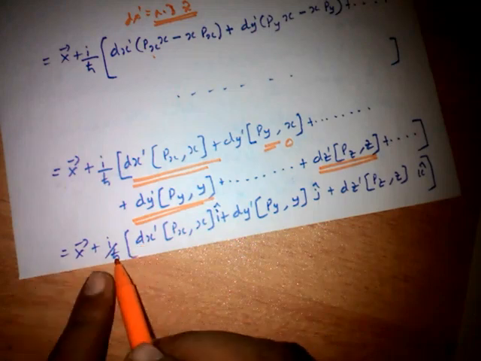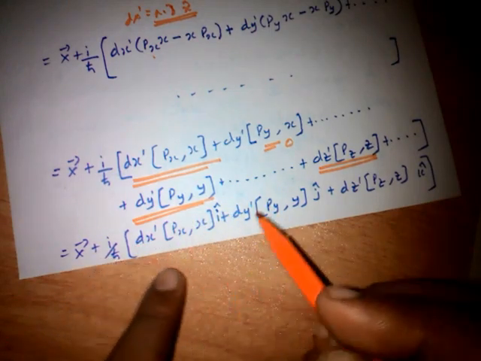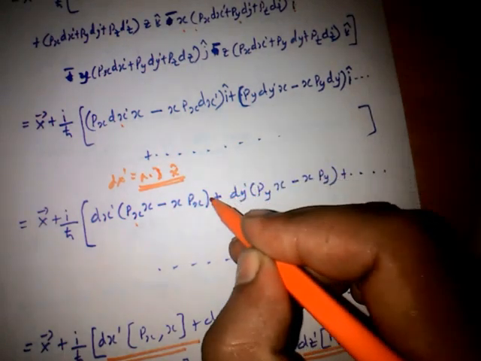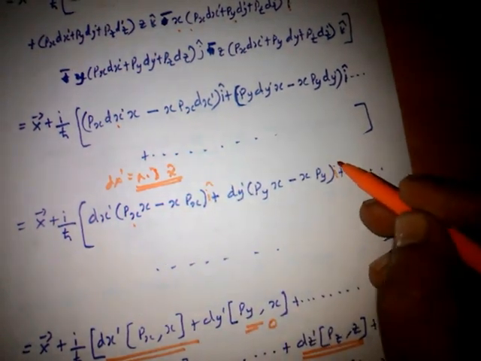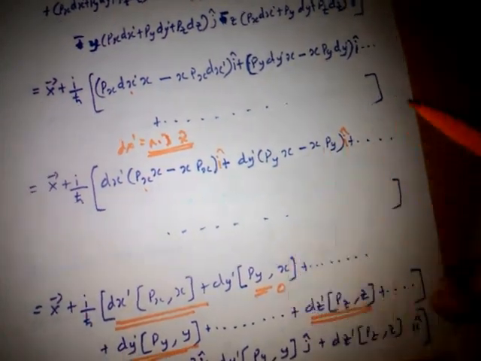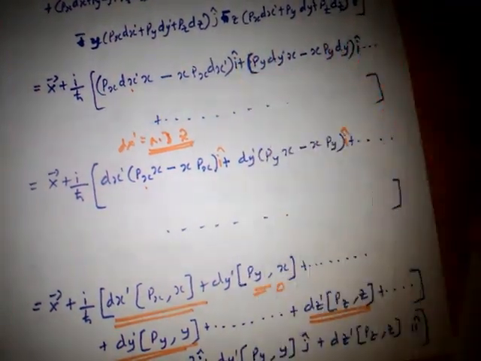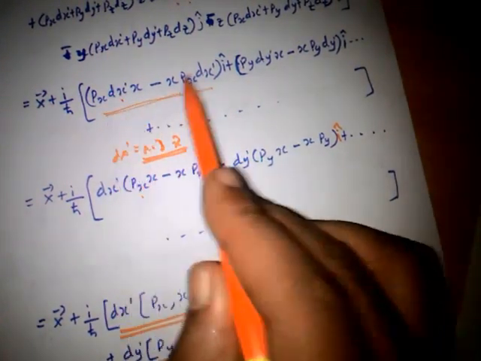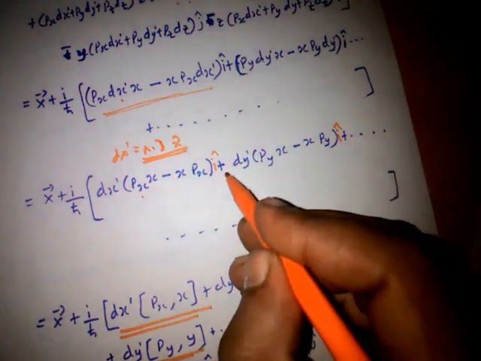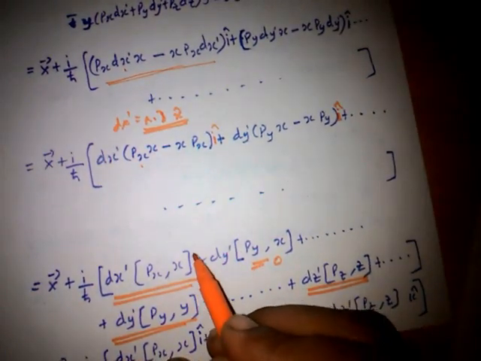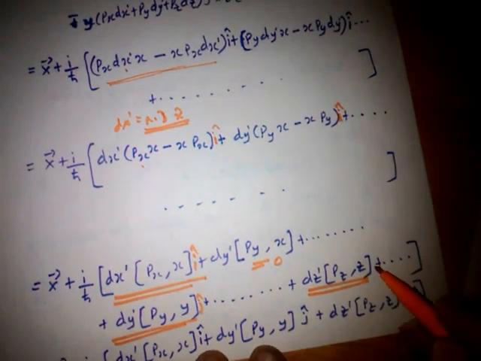That is equal to x dash x plus i over h cross dx dash pxx I cap. Here the I caps are there; I just forgot to write it. Here I cap, j cap, k cap, and this whole components and the component terms are there. So I just forgot to put that one. Now I am putting this I cap, and here also I cap. So this is I cap, here it's j cap, here it's k cap.